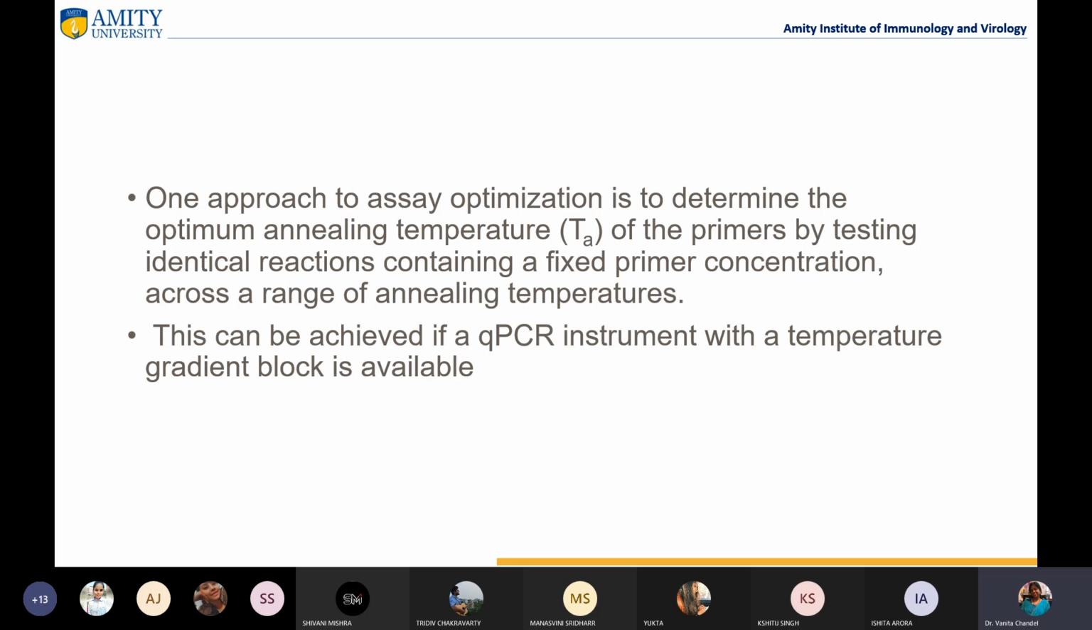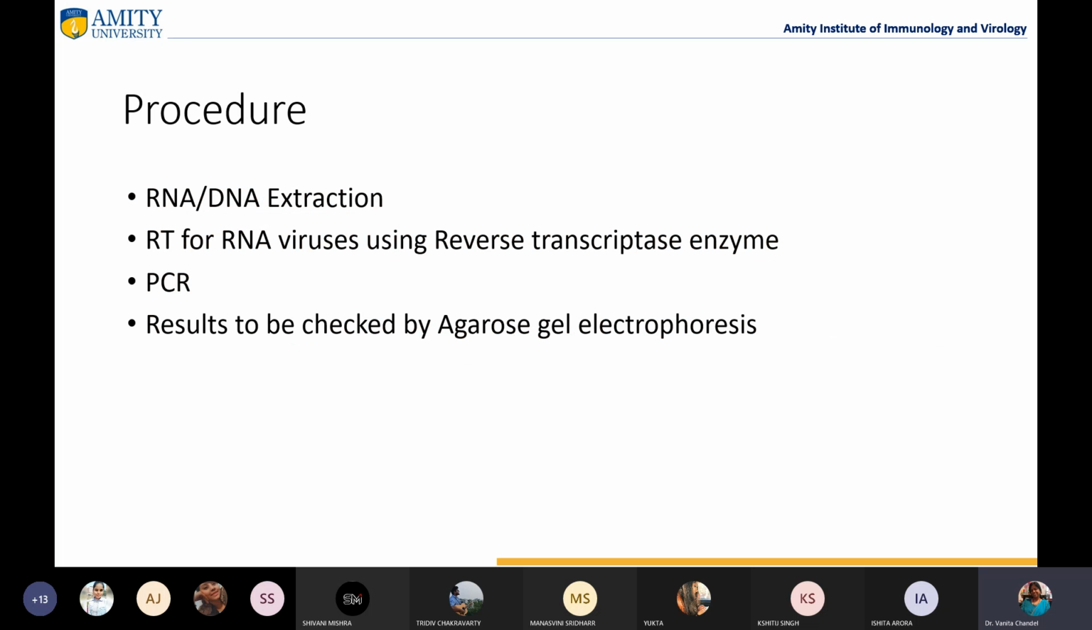Then okay, one approach again, as I told you. One approach for assay optimization is to determine the optimal annealing temperature of the primer by testing identical reactions containing fixed primer conditions across a range of annealing temperatures. As I told you, this can be done. So if we have a gradient block available with us, we can do this in one reaction only.